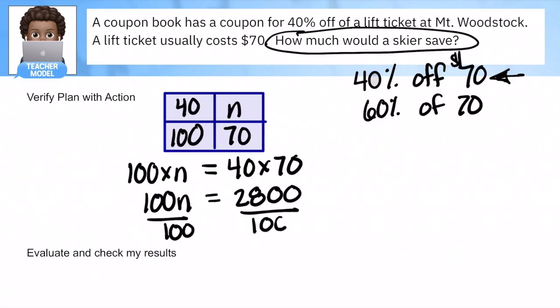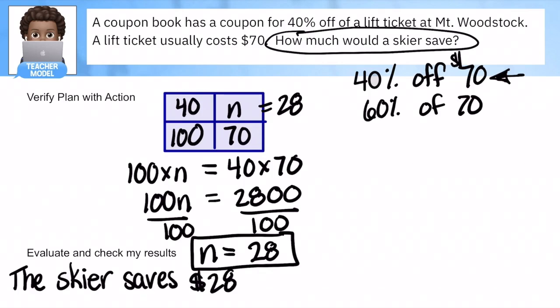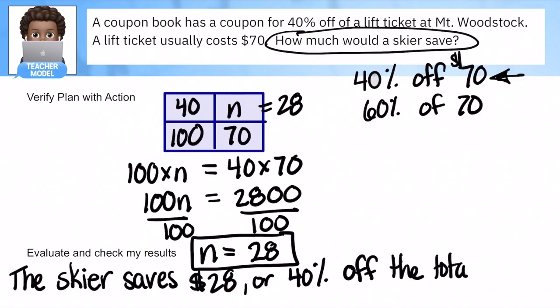And we're going to learn more about that term when we have a number in front in a few lessons. So a number is equal to 28. That is the 40%. So n is equal to 28. That is the part the skier saves. The skier saves $28, or 40% off the total cost of $70. There you go, Math Marbles.